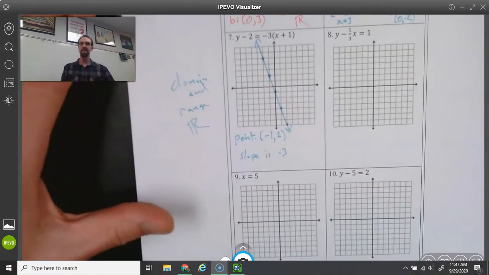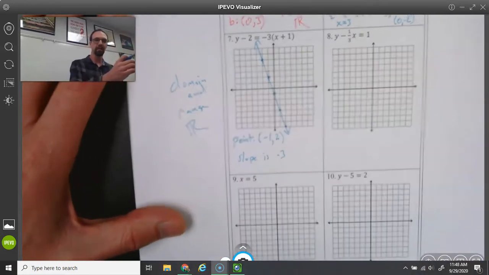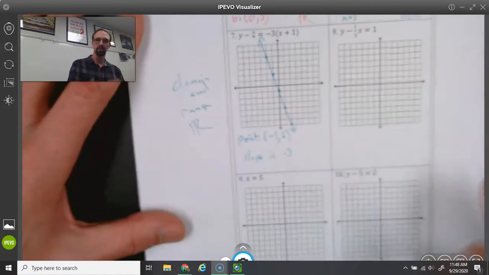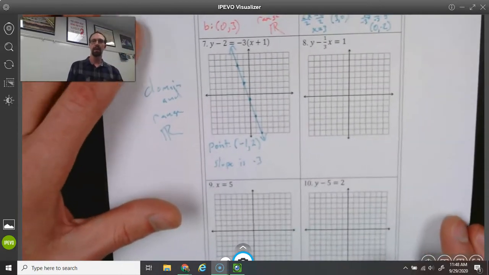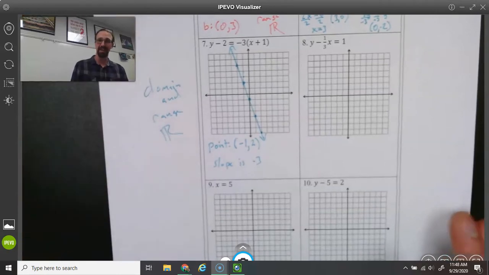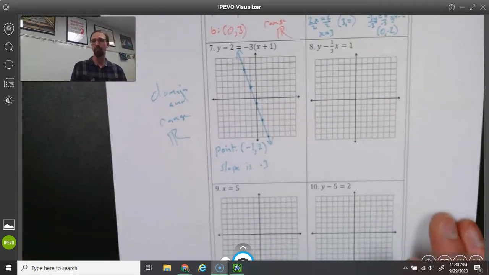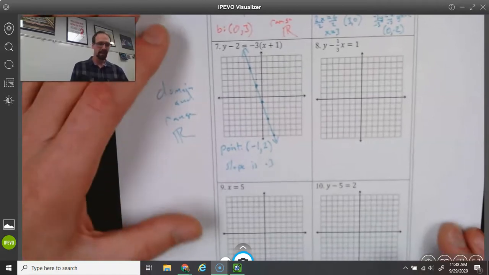So we haven't really seen anything that looks a little bit suspicious with domain and range yet, and we won't until we get to number 9. Number 8. As it stands right now, it kind of looks like it's in standard form. I want to point out that it's actually not in standard form.